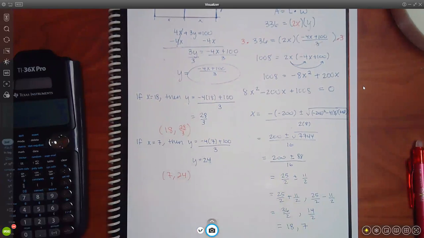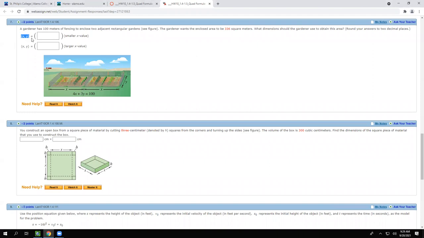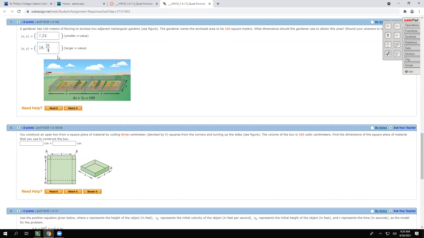And so if you notice in the computer, it says it has 2 points, x, y, and they want you to put them in the boxes according to the x values. So the one that has the smaller x value is the one that goes on top, and the one with the larger x value will go on bottom. So for us, that would have been the 7 and the 24 at the top. And then for the bottom, it'd be the bigger x value and then that 28 over 3 y value. Okay. So you have to make sure you type them in there according to what they want. They wanted the smaller x value at the top, bigger x value at the bottom.